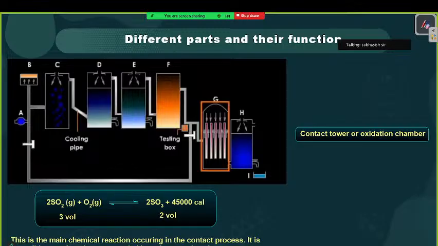Actually, sulfur dioxide reacts with oxygen with the formation of sulfur trioxide, and at the same time sulfur trioxide is converted back to sulfur dioxide and oxygen. This is an exothermic reaction, and also the volume decreases. Here you see 2 volumes of sulfur dioxide and 1 volume of oxygen, total 3 volumes, but only 2 volumes of sulfur trioxide are formed. So volume is decreased, and the reaction is quite exothermic in nature.